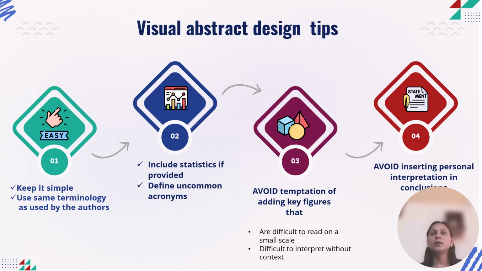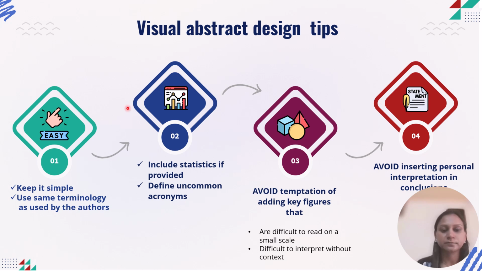Now coming to some tips and tricks. Keep the visual abstract simple. Use the same terminology as used by the authors. It's okay if you're having blank space. If you're having more blank space, it adds more aesthetic to the design. As you can see here, there's a lot of white space in this visual abstract, yet it looks nice and pleasing.